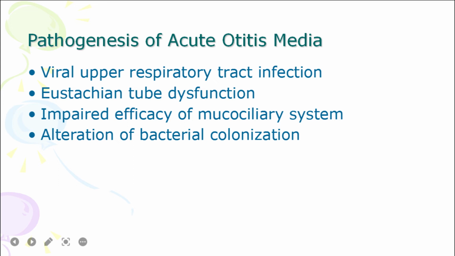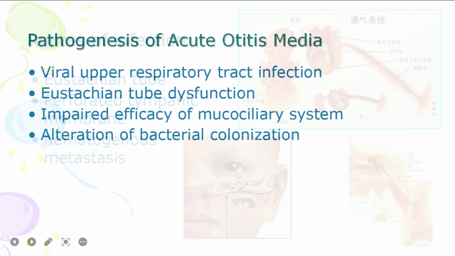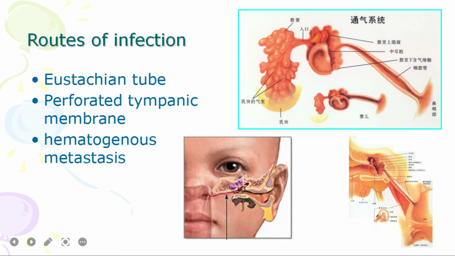Pathogenesis of acute otitis media. Viral upper respiratory tract infection. Eustachian tube dysfunction. Impaired efficacy of the mucociliary system. And alteration of bacterial colonization. Routes of infection. Eustachian tube. Perforated tympanic membrane. And hematogenous metastasis.